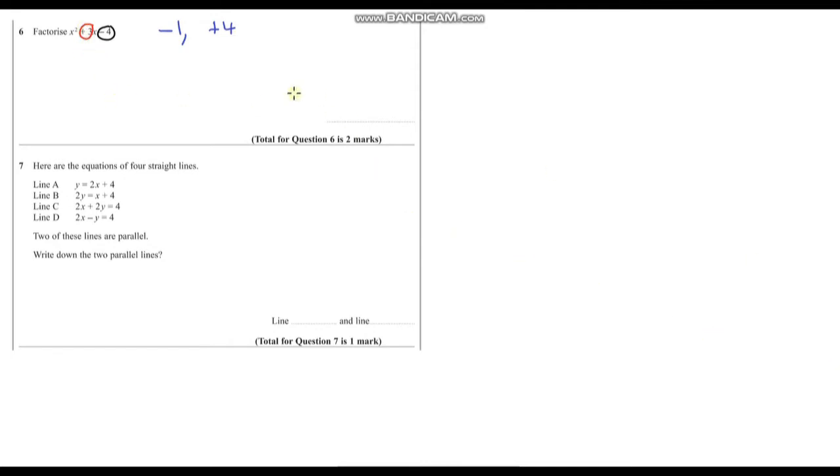So how would you factorise this? We would just put in two separate brackets. So if we just put two brackets here, we'd put x minus 1 and x plus 4. Like that.